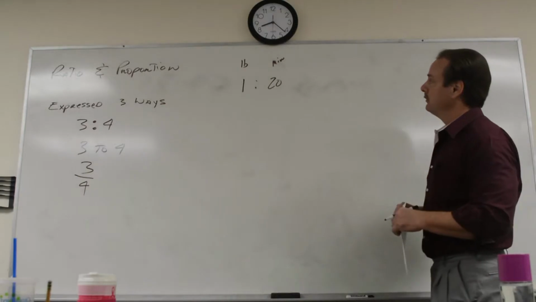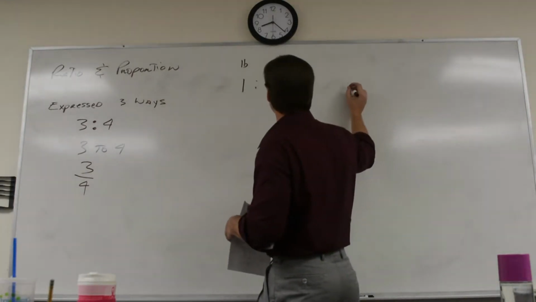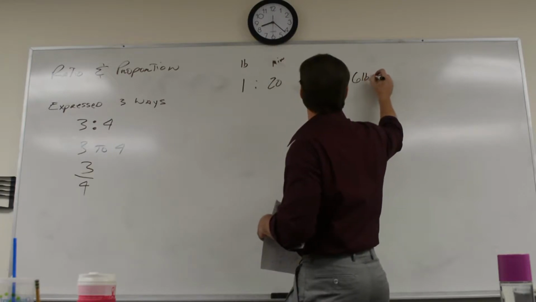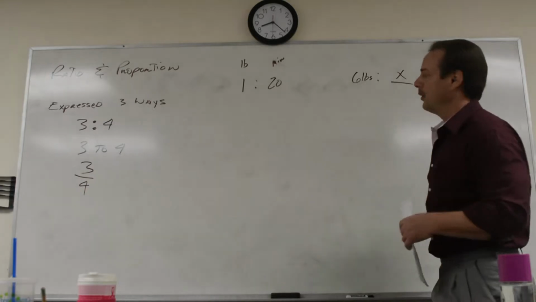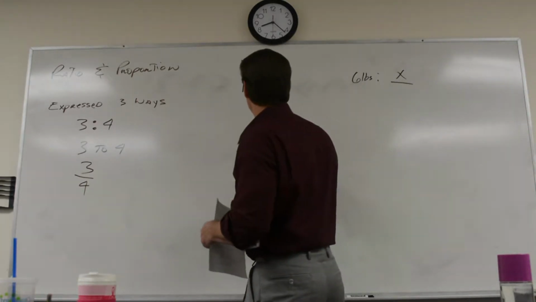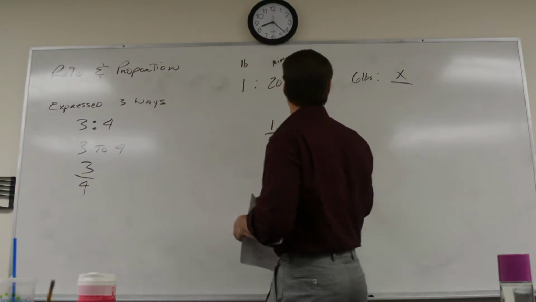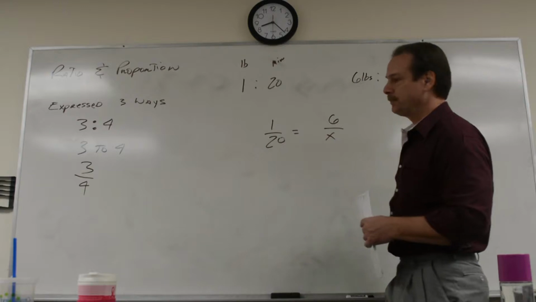For every 1 pound of meat, it's 20 minutes of cooking time at 350. Now let's say we got a 6-pound roast. How long are we going to have to cook it for? We don't know. Let's figure it out. We're going to change this to 1 over 20 is equal to 6 over x.